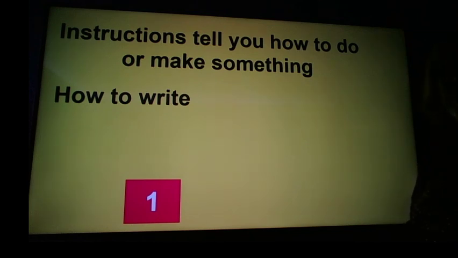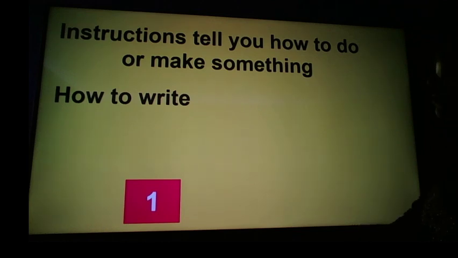Tell me if I need to slow down, because we're going to move on now to instructions. We're going to look at how to write instructions. First of all, remember, instructions tell you how to make or do something.